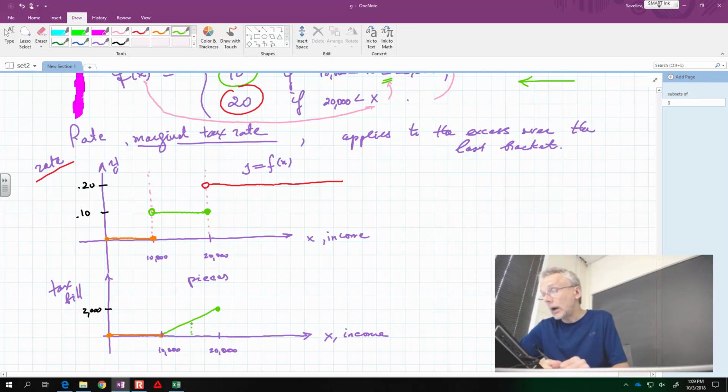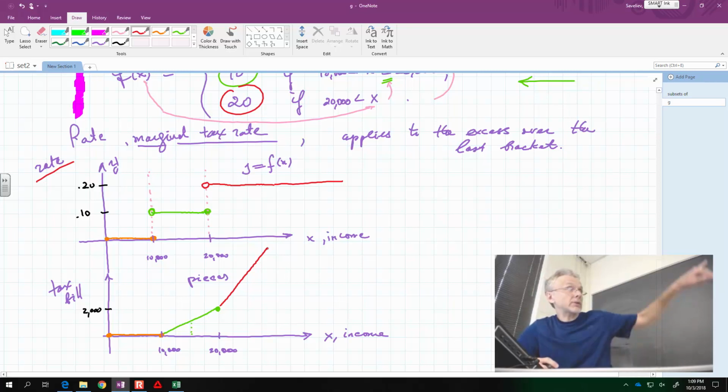So can you guess what happens beyond 20,000? Yeah. So what does the graph look like? It's going to go up. What's the difference? It will be steeper, right? It will be twice as steep, roughly. So still a straight line, but steeper.